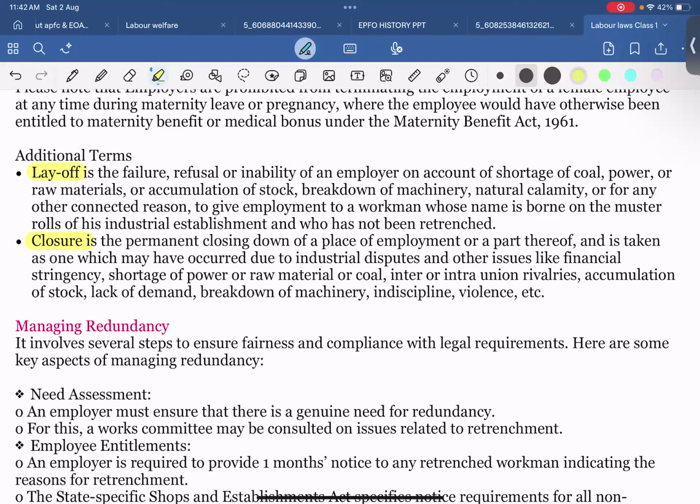Okay. What is the closure? Closure is the permanent closing down of a place of employment or a part thereof, and is taken as one which may have occurred due to industrial disputes and other issues like financial stringency, shortage of power or raw material or coal, inter or intra-union rivalries, accumulation of stock, lack of demand, breakdown of machinery, indiscipline, violence, etc. Closure means permanent closing. Layoff means you can also come back after some time when our situation improves, but closure is no more jobs from this institution.